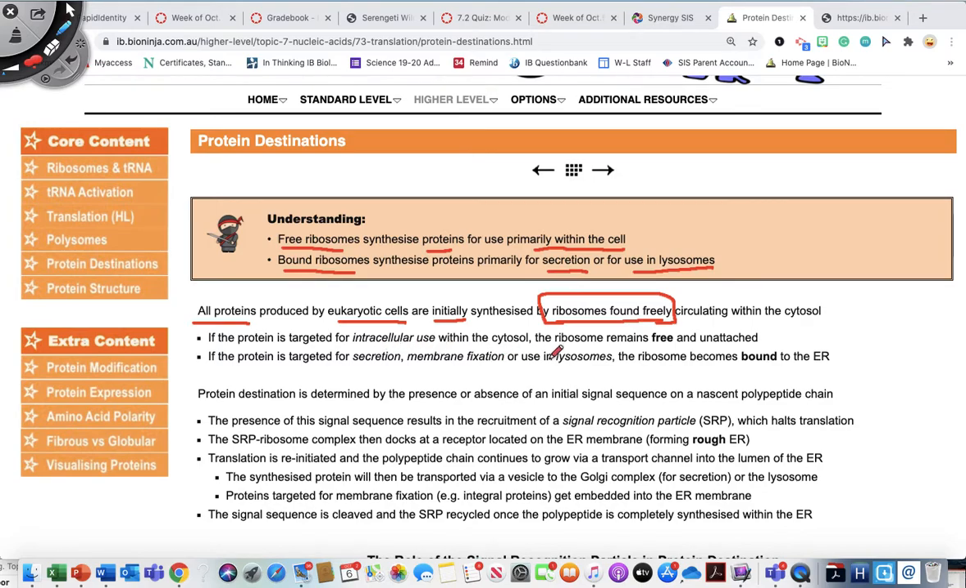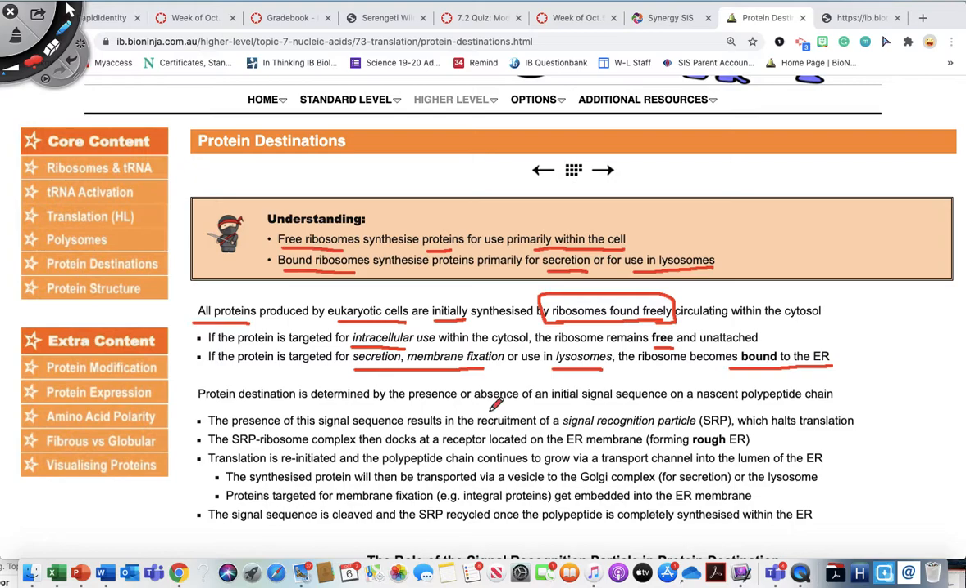That if they make proteins that are to stay within the cell, so intracellular proteins, the ribosomes remain free and unattached. If the protein is targeted for secretion, membrane fixation, or in the use of lysosomes, then the ribosome binds itself to the ER, and that's what we refer to as the rough ER, the rough endoplasmic reticulum.